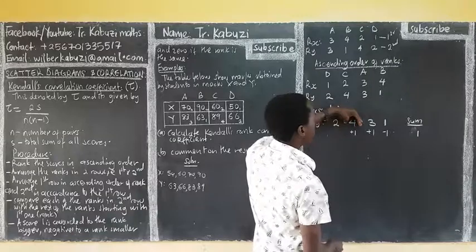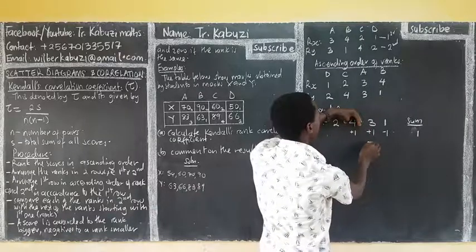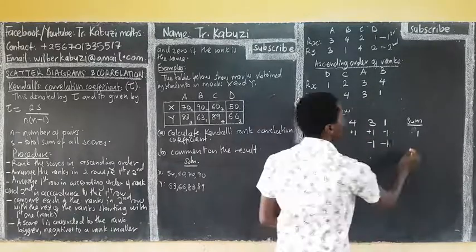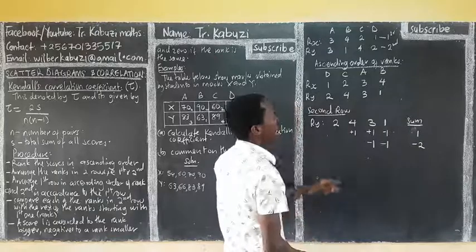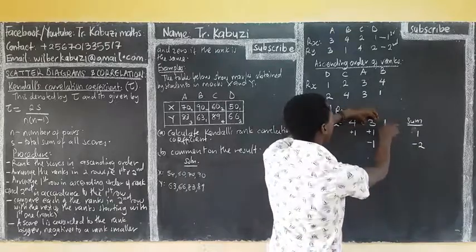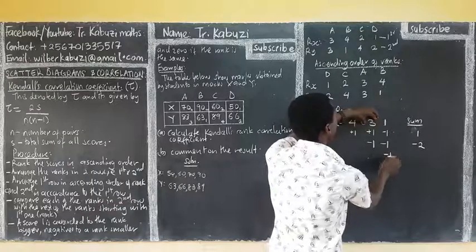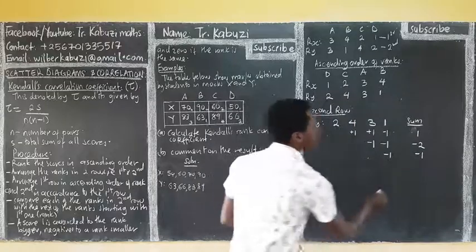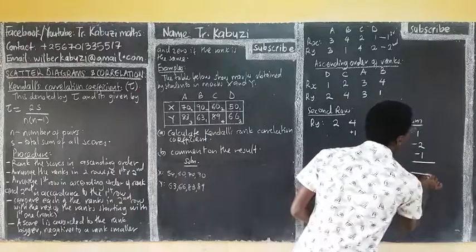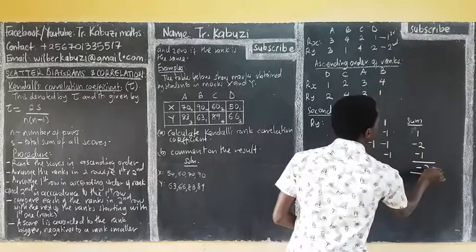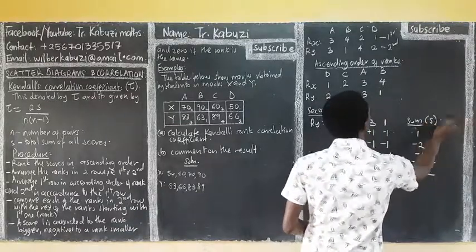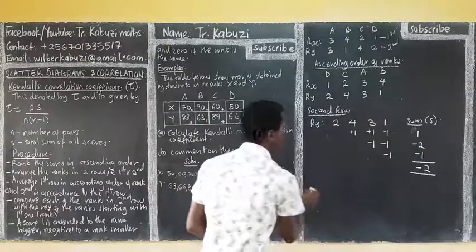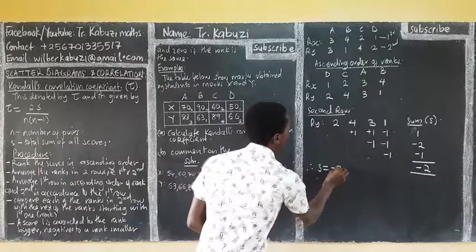When I come to the 4, 3 is smaller than 4, so it takes negative 1. And 1 is smaller than 4, it takes negative 1. When I add them, I get negative 2. Now when I come to 3, 1 is smaller than this, so it takes negative 1. And when I sum there, I get negative 1. Now the total sum, when we add all these, we get negative 2. So this is the sum S we were looking for. So our S is negative 2.